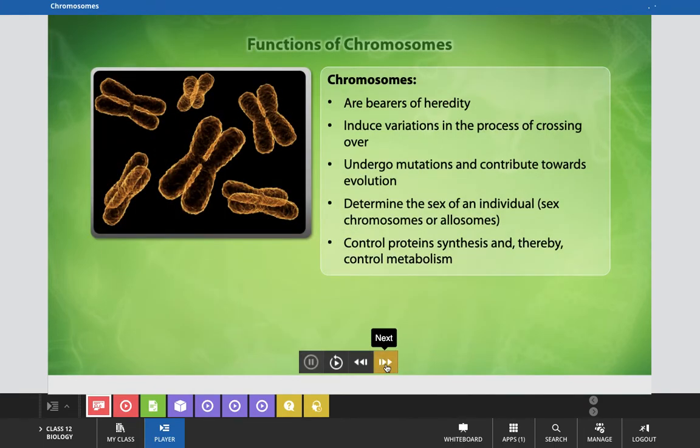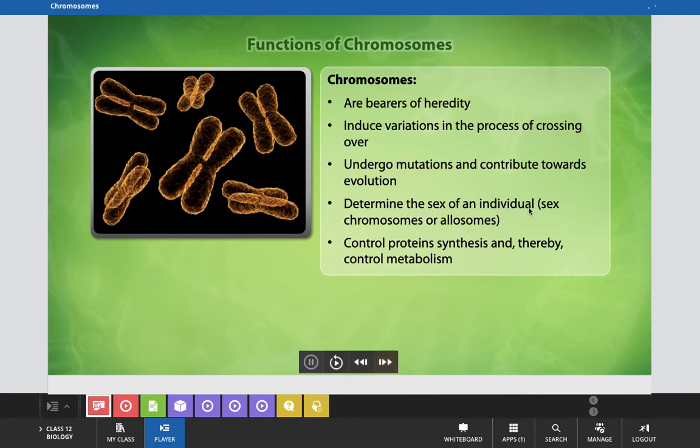Now, what are the important functions of chromosomes that you should know? Once again, you can recall it. In this chapter, genetics or heredity, they play a very important role, because the basic units of heredity, which are known as genes, are present on chromosomes only. That's why they are bearers of heredity. They induce variations in the process of crossing over. They undergo mutations and contribute towards evolution. And they determine the sex of an individual.